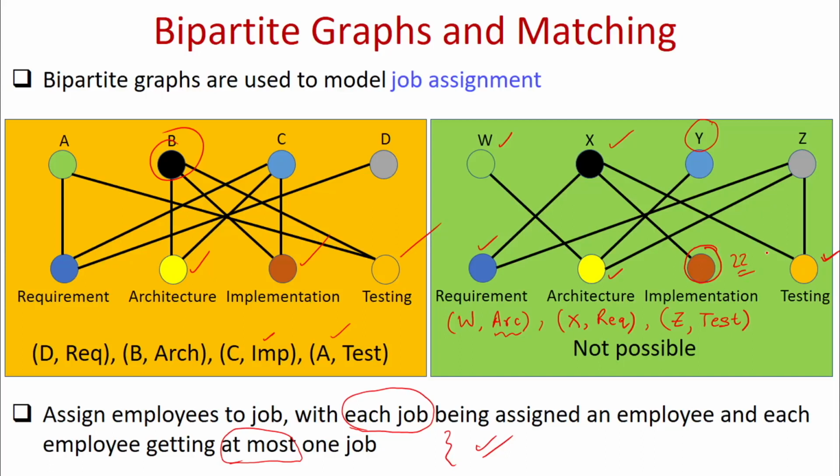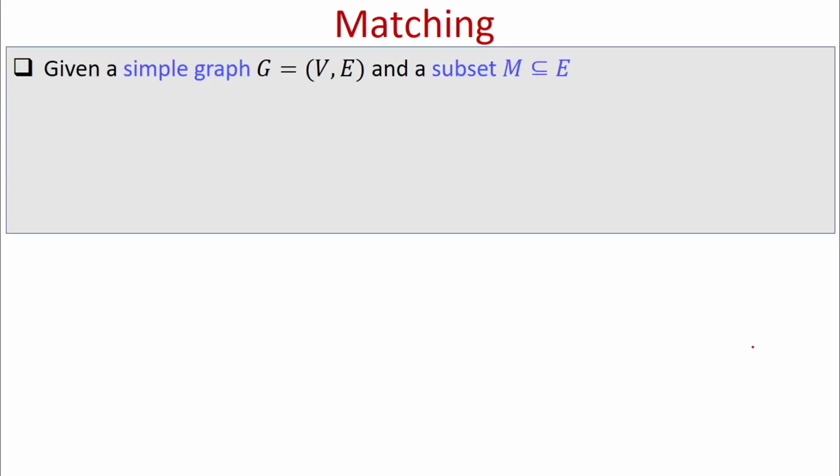You will see that irrespective of the way you try to assign the jobs, you can't come up with a job assignment satisfying these conditions. You can't do that in this graph. So whatever we have discussed in this example can be modeled by a concept called matching.